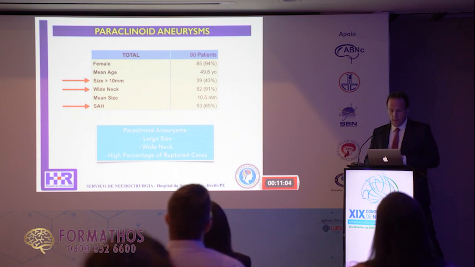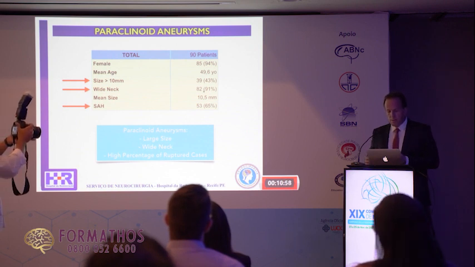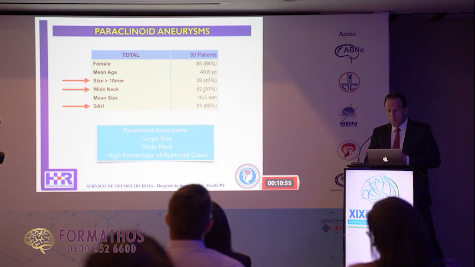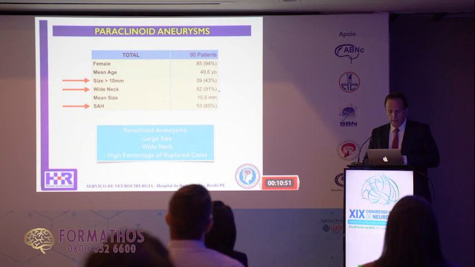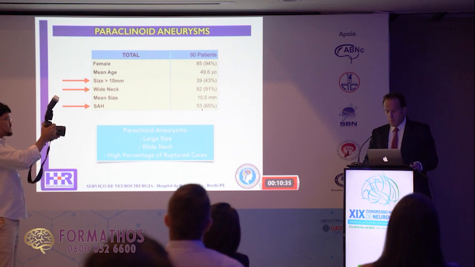In our 90 patients, almost half of the patients had aneurysms larger than 10 millimeters. More than 90% of the patients had aneurysms with wide neck. And also, almost 2/3 presented with subarachnoid hemorrhage. So that's why we operate so much on this kind of aneurysm in our department, because of large size, wide neck, and high percentage of rupture cases.